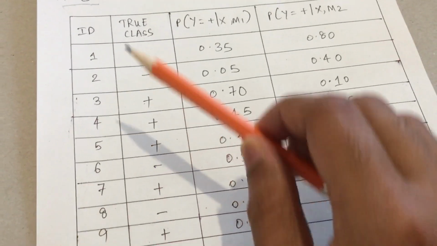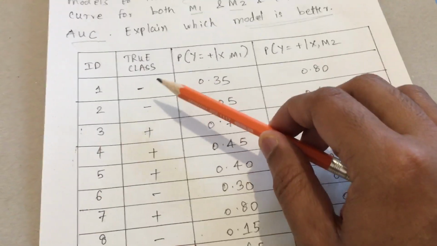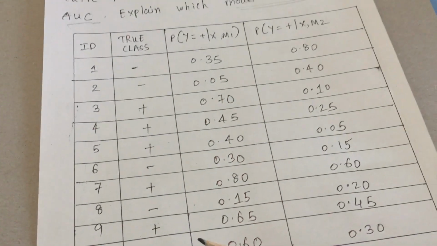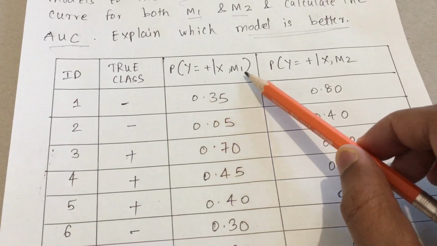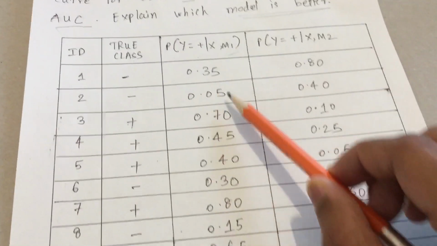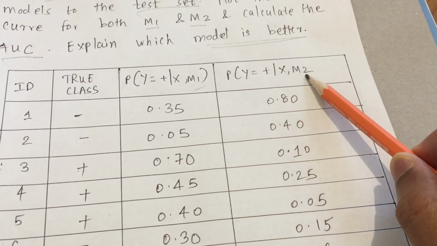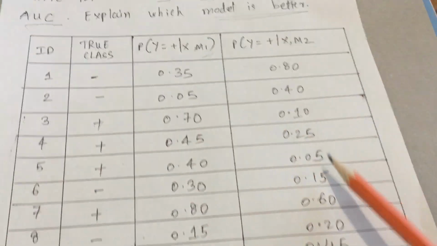So we have these instances from 1 to 10, and we have their true classes. So these are the positive and negative classes, and we have this posterior probability for the positive class for M1, these are the values, and next we have the posterior probabilities for M2, and so we have 10 values.